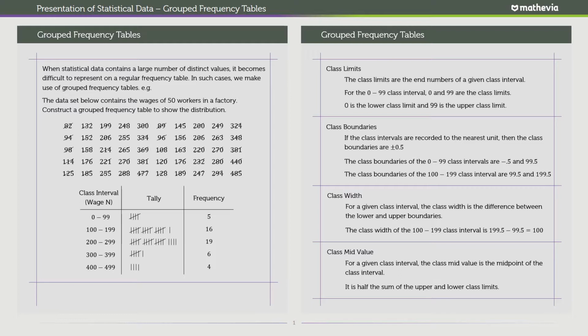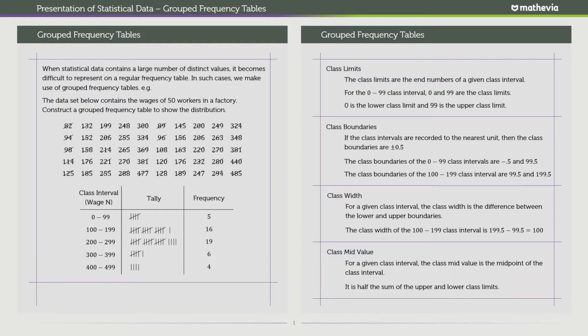And then we have the class width, which is simply the gap between the two boundaries for a class interval. And for a class mid value, you sum the two values together and divide by 2. And to find the mid value, you work with the limits, not the boundaries. If you work with the boundaries, you most likely, or would you? Oh, no, no, you probably wouldn't. Basically it's the class limits you work with. You add them together, and then you divide by 2.